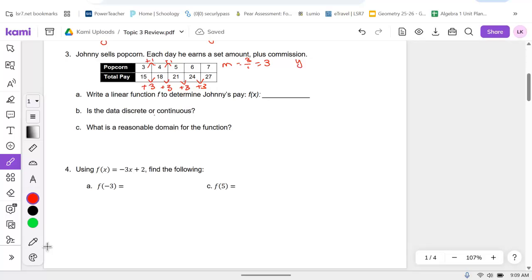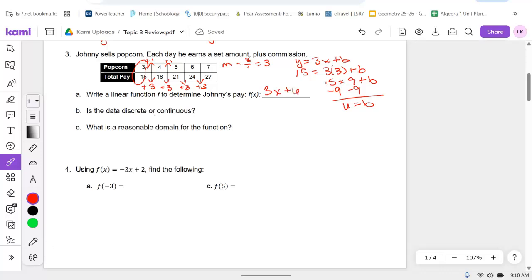So then I'd have y equals 3x plus b, and I need to solve for my b, my y-intercept. So I'm going to pick a point and plug it in for x and y. I'm going to pick 3, 15. So I'm going to have 15 equals 3 times 3 plus b. So 15 equals 9 plus b. Subtract 9. 6 equals b. So my linear function is f of x equals 3x plus 6.